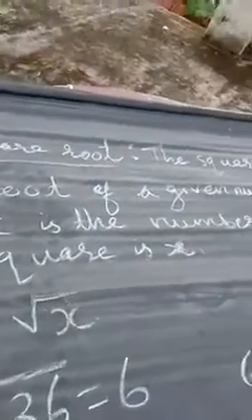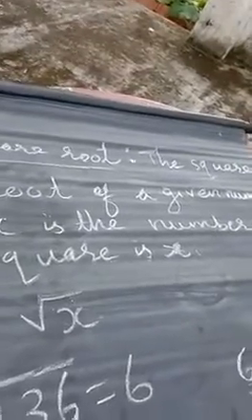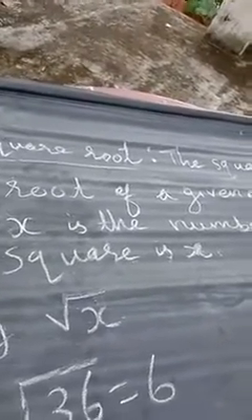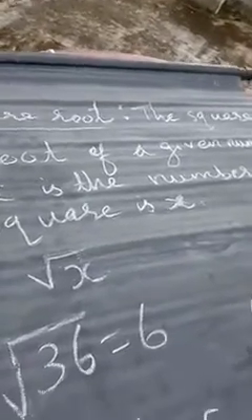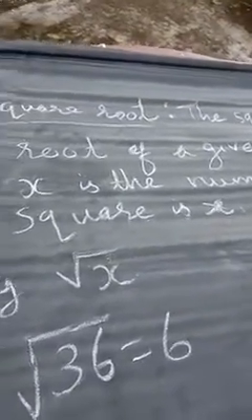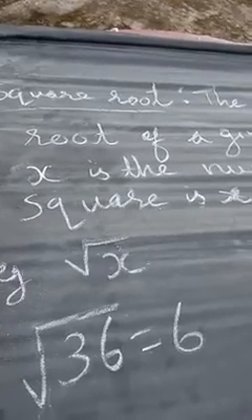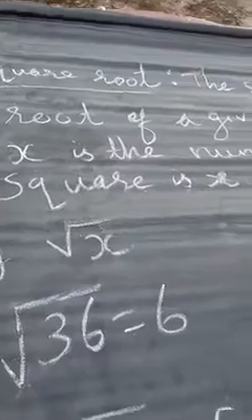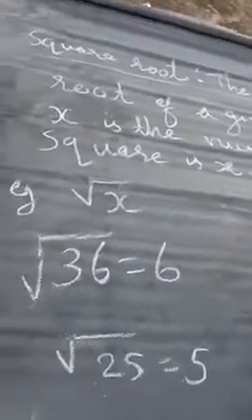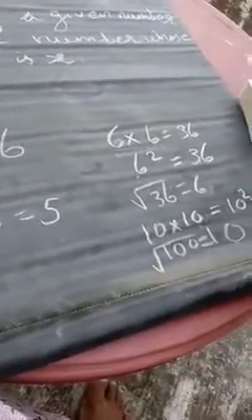So what is square root? The square root of a given number x is the number whose square is x. For example, 6 square, root 36 is 6, root 49 is 7, like that. Okay, clear?